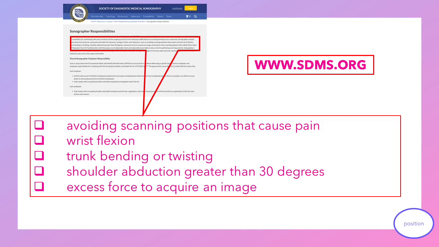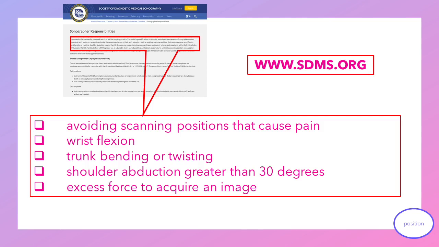Now, avoid scanning positions that cause pain. We never want to scan with something that we know is causing pain. That pain is signaling to our brain, this isn't a good position. Wrist flexion, be really careful with how much you grip that transducer. Sometimes when we get so methodical about trying to arrive at the proper diagnosis, we start to use excess pressure on that transducer, almost like a death grip. Just remember, it doesn't take that much to hold it, especially since the transducers today are so much lighter than the ones I grew up with.